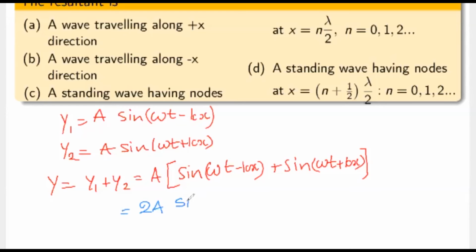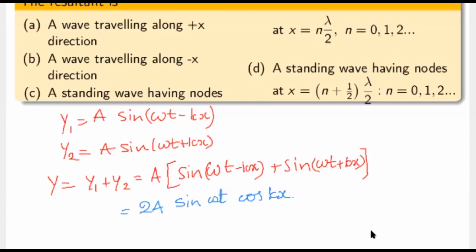So we get 2 times a sine, where (A plus B) by 2 is omega t, so we get sine omega t and cos of kx. Now the question is, this resultant wave is a stationary wave. It's a standing wave because the amplitude is changing as a function of position x. Now, in the options, there is a wave traveling along the positive x direction and a wave traveling along the negative x direction. It's not a traveling wave, it's a standing wave. Therefore, the two options are C and D, but they are speaking about the node formation.